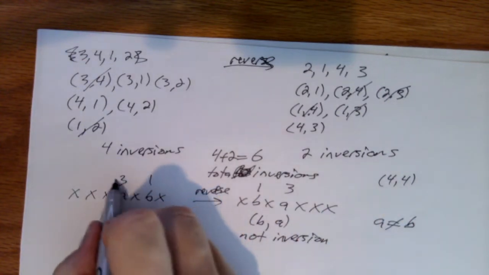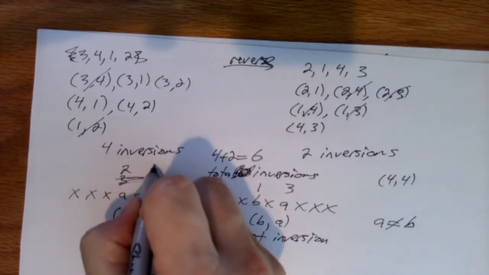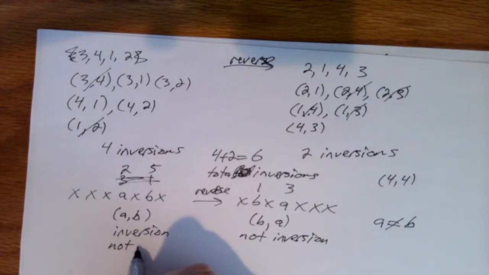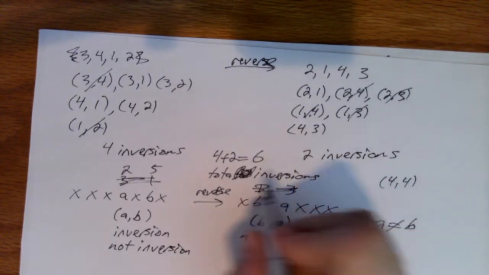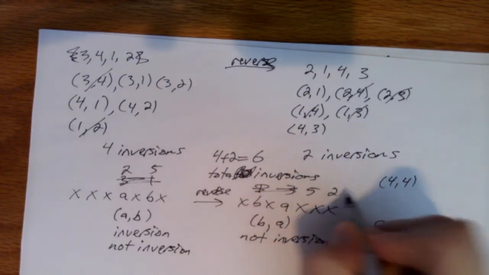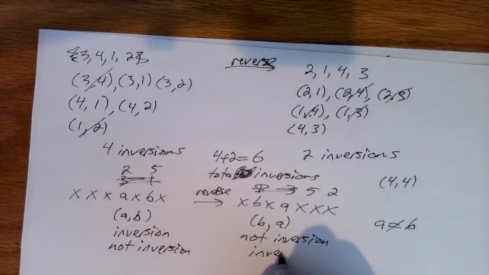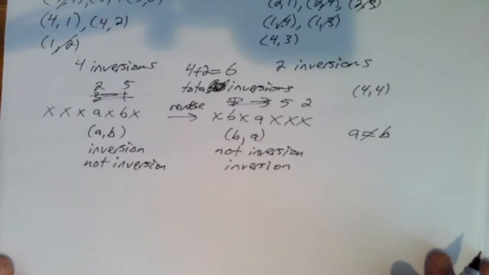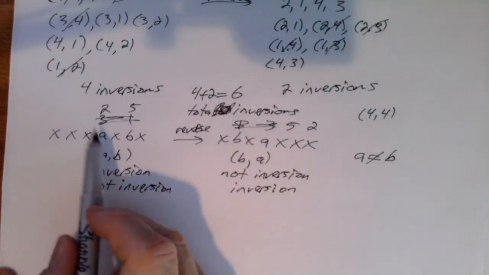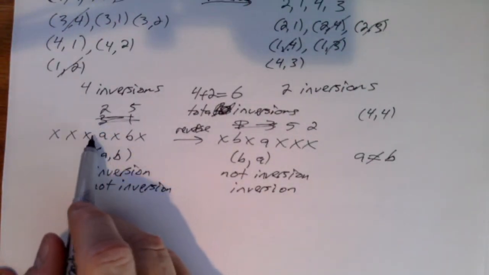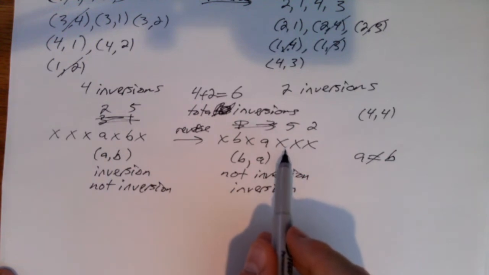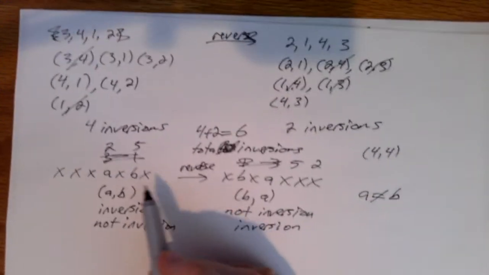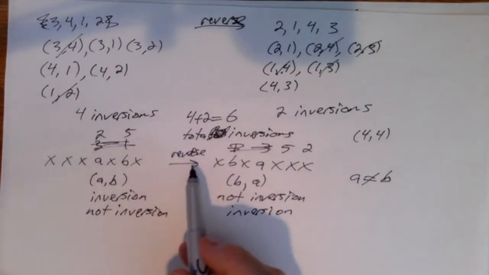And likewise, if we had, say, 2, 5, that would not be an inversion. Which means over here, we would have 5, 2, which is an inversion. So a sequence and its reverse together have a fixed number of inversions, because every inversion here is not an inversion on the other side. So really what we need to do is figure out what the total number of inversions could be.